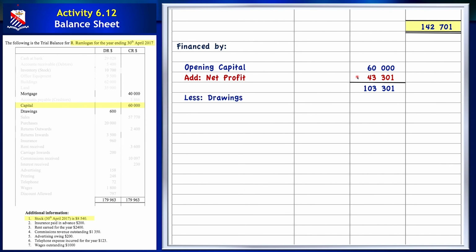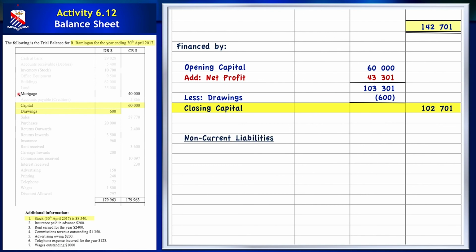And then you less drawings. So you check to see, are there any drawings? In this case, we have a $600 in terms of drawings. So you less that, brackets to signify that you're going to less it. And you will have your closing capital of 102,701. So after you've done that, you have only one more thing to deal with.